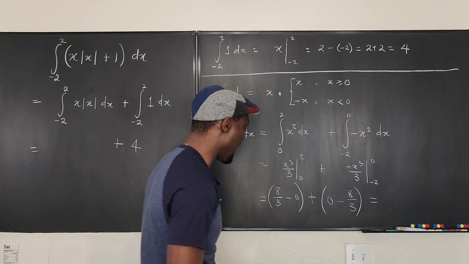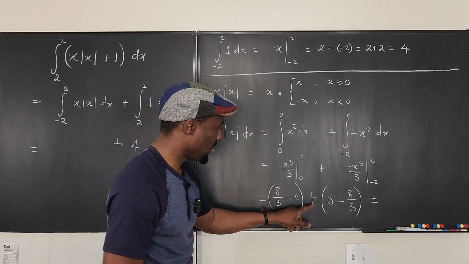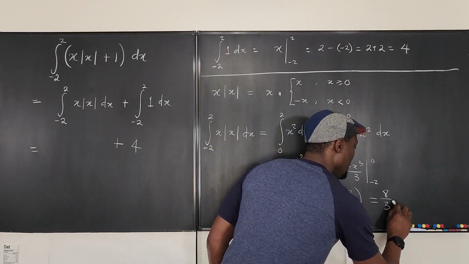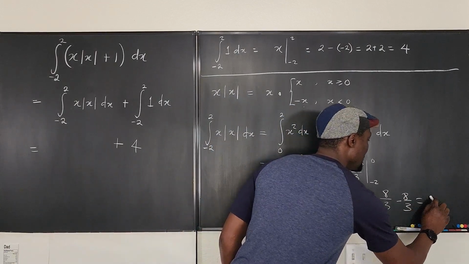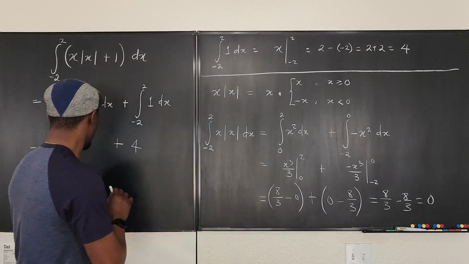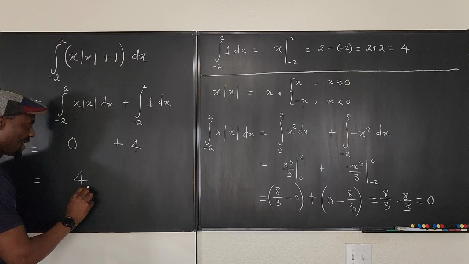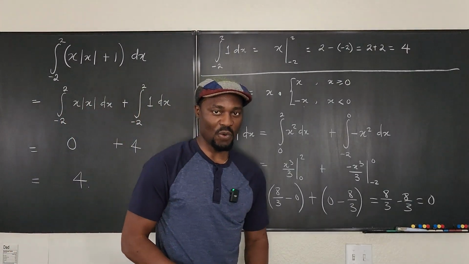So what do I have? This is 8 thirds plus negative 8 thirds. So that's 8 thirds minus 8 thirds, which gives me 0. That tells me that this portion is purely 0, and the answer to this integration problem is 4.